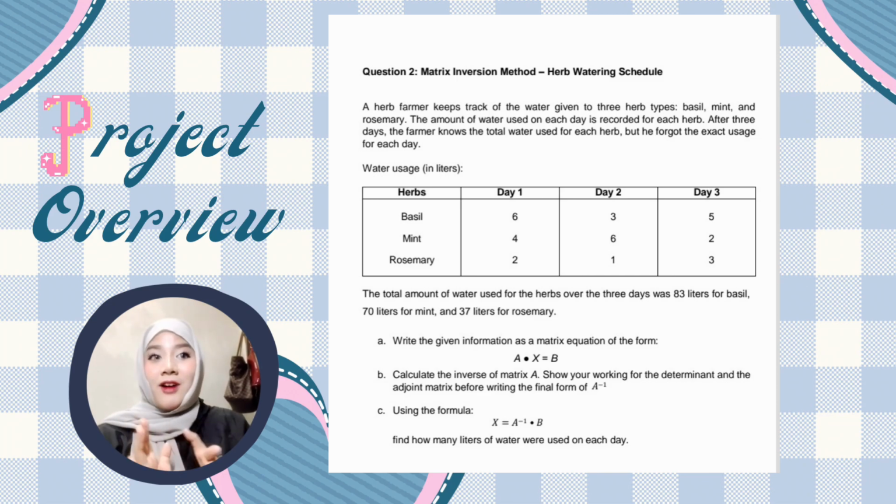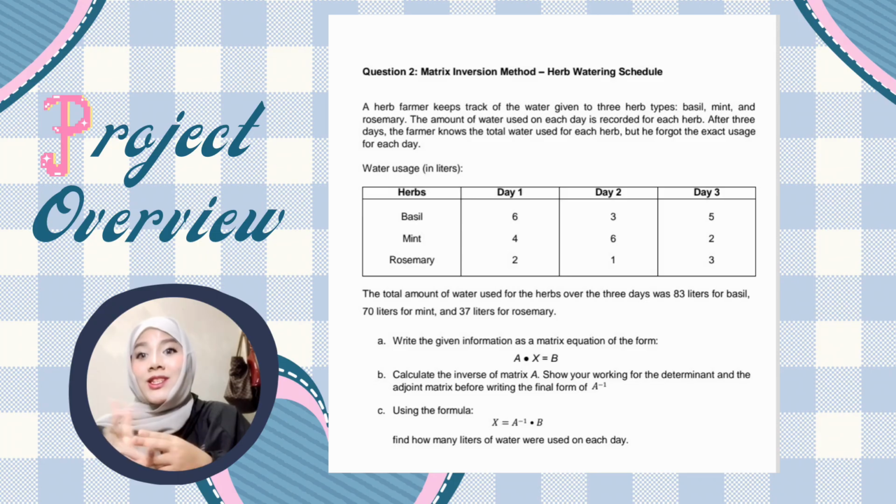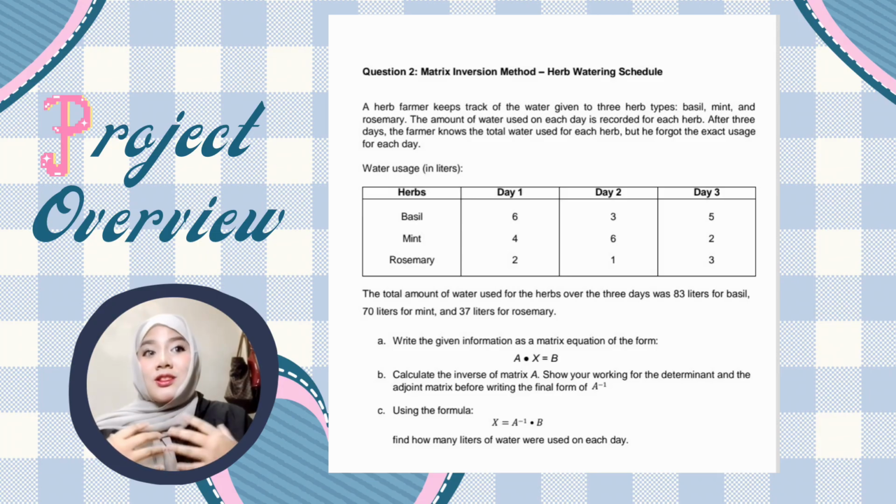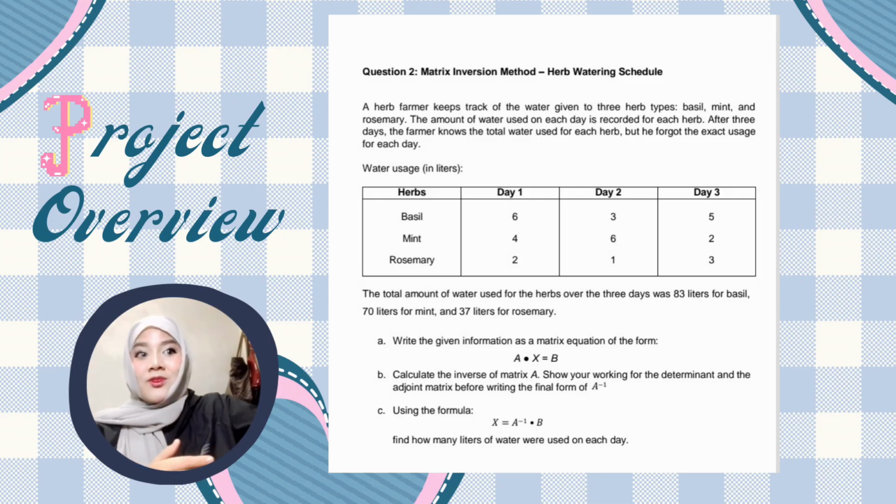We have a herb farmer who uses water on 3 types of herbs, which are basil, mint, and rosemary, over 3 days. But here's the problem. We only know the total water used for each herb. We do not know how much water was used on each day, day 1, day 2, and day 3. So our goal here is to find the water used on day 1, day 2, and day 3.